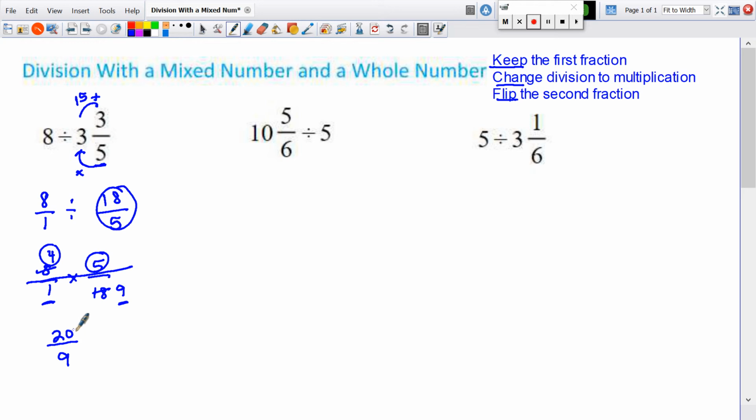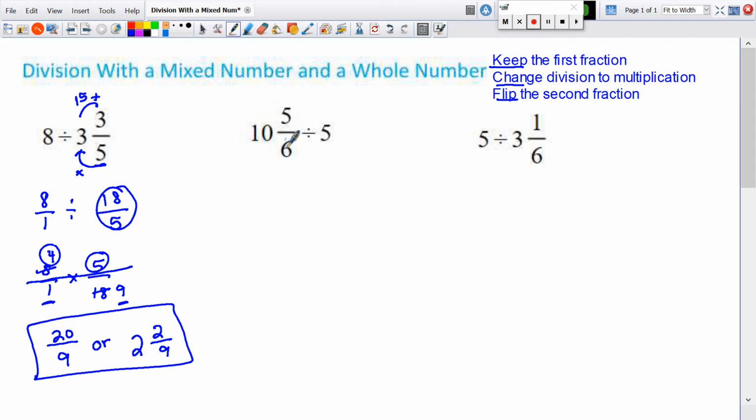So 20 over 9. If you want to change that back into a mixed number, you still keep the denominator. 9 goes into 20. It won't go in evenly, but you want to get the closest. So 9 times 2 is 18. So 9 goes into 20 2 times. That's 18. But we had 20, so there were 2 extra. So that goes up top. So 2 and 2 ninths.